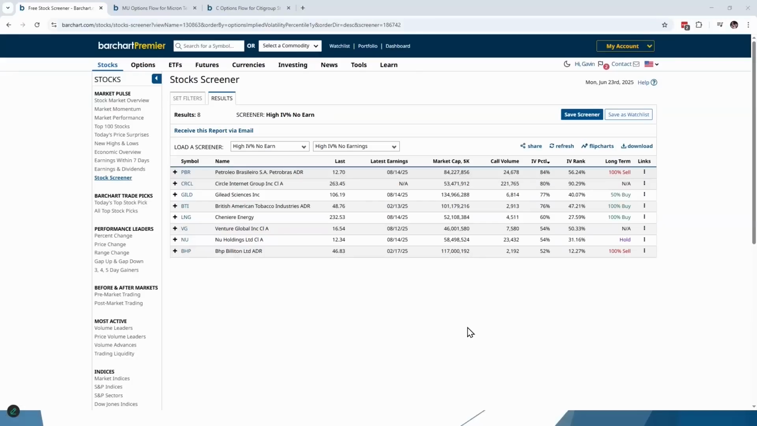So there's a little bit about my process that I go through each day and how I find trade ideas using Barchart's stock screeners and some of their other functionality.